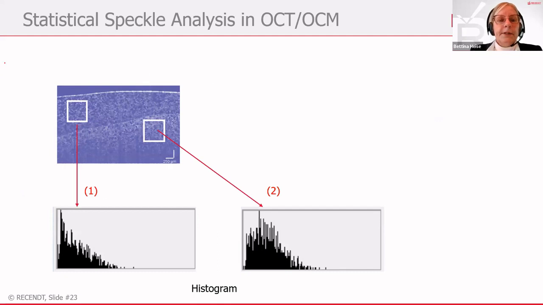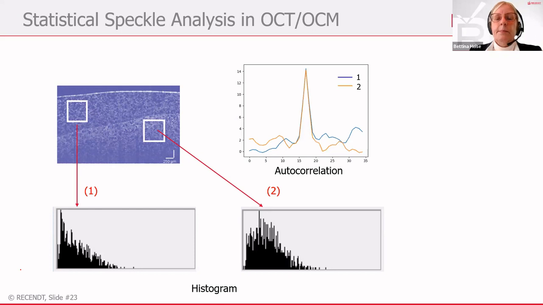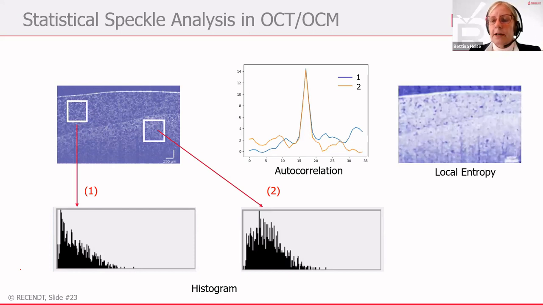Okay, here a typical OCT image, and you can see different scattering regions and how we can now discriminate. We could apply histograms, for instance. We could apply autocorrelation functions, or we could apply local entropy methods. So these are all versions of analyzing statistical speckle patterns. It works sometimes better, sometimes not so good.